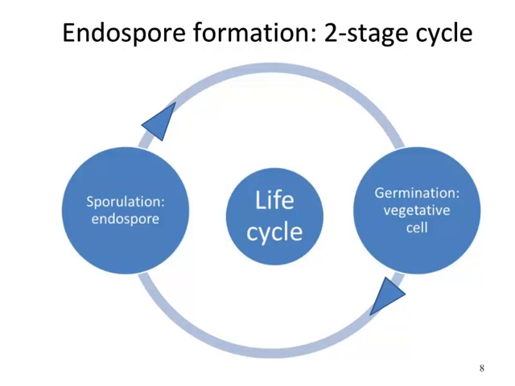A vegetative cell becomes an endospore, as represented in the left-hand blue circle, through the process of sporulation. So a vegetative cell undergoes sporulation to form an endospore. When conditions are right, when it's warm or moist or nutrients are available, the endospore undergoes germination to form a vegetative cell.